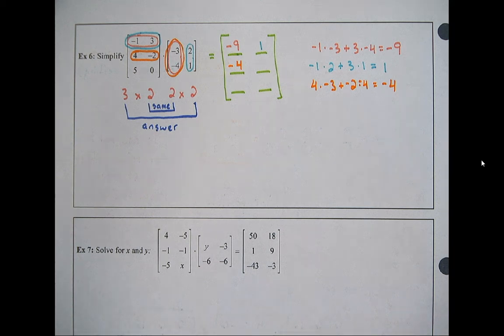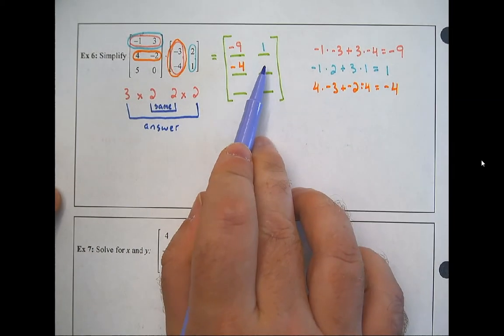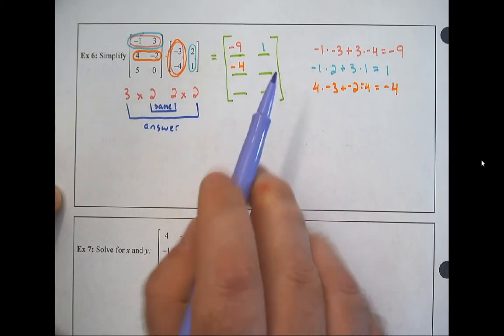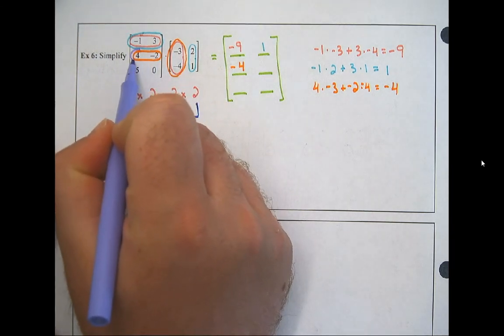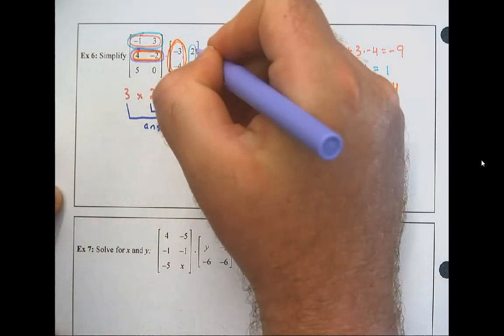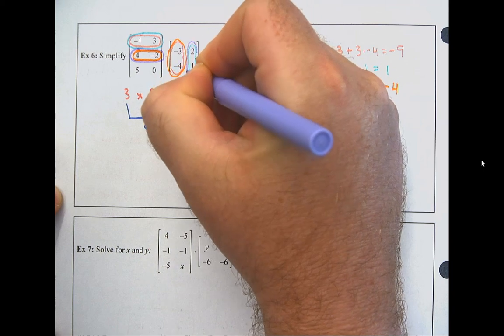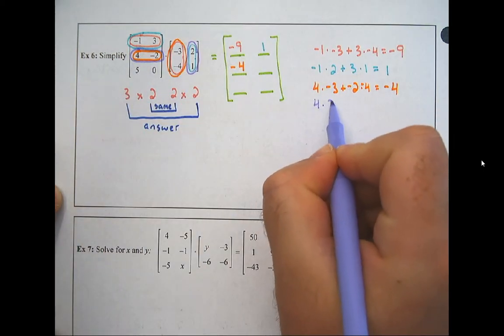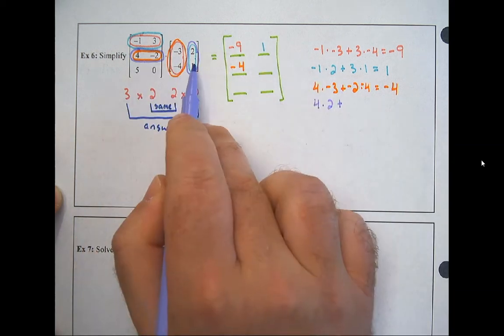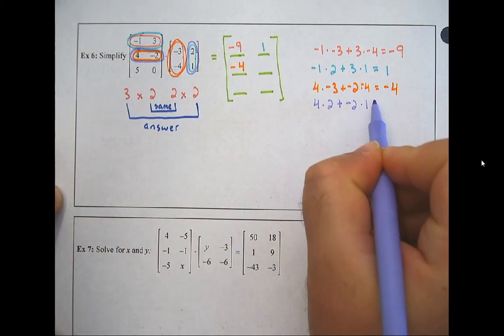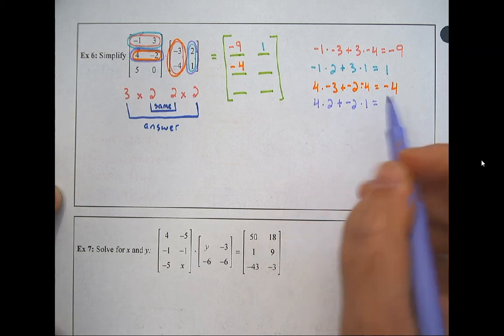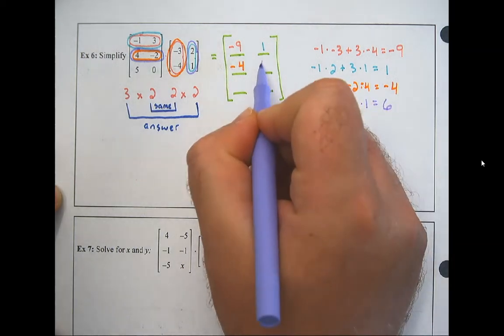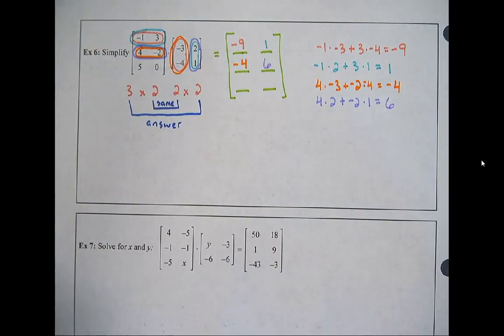All right, let's see how you did. So this is row 2, column 2. So I'm going to circle row 2. I'm going to circle column 2. So that's 4 times 2 plus -2 times 1. That's 8. Take away 2 is 6. I'm going to encourage you to pause here and try to do the rest of this on your own.